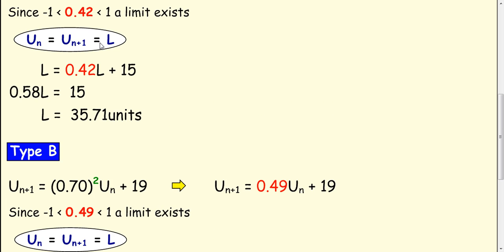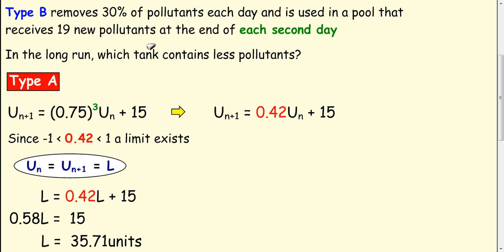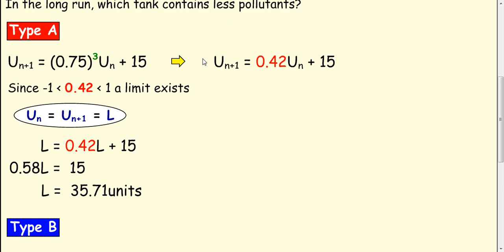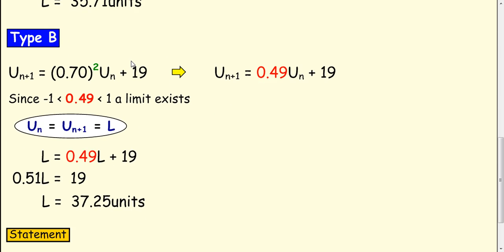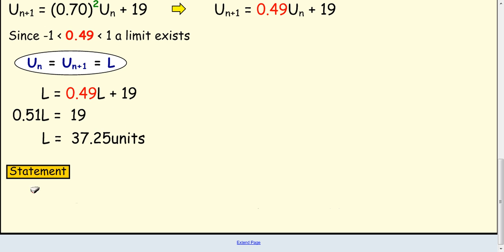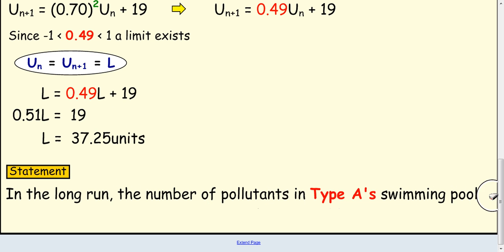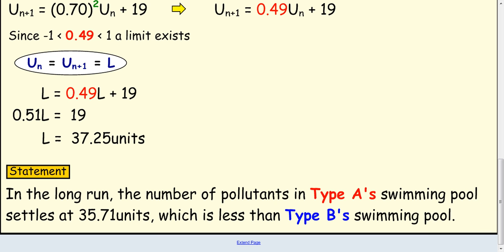Let's look again at the question. It says in the long run, which tank contains less pollutants? So it's quite obvious from the figures, it's type A. But write a statement. In the long term, the number of pollutants in type A swimming pool settles at 35.71 units, which is less than type B swimming pool.